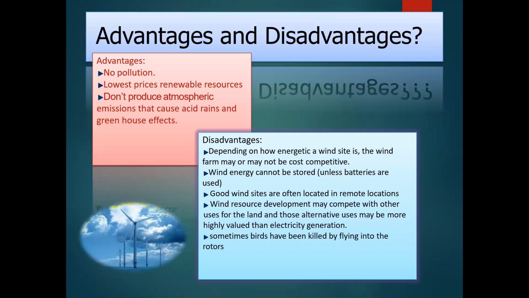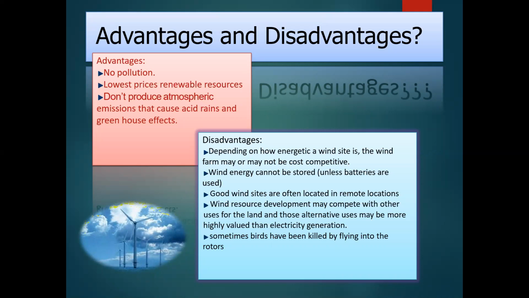So, what are the advantages and disadvantages in general? There is no pollution produced when you're producing electricity from the wind turbines. And they are mostly among the lowest prices for renewable energy sources. Also, solar power is also lower, but they're also from the lowest prices. They do not produce any emissions, like I mentioned, and also do not produce acid rain.